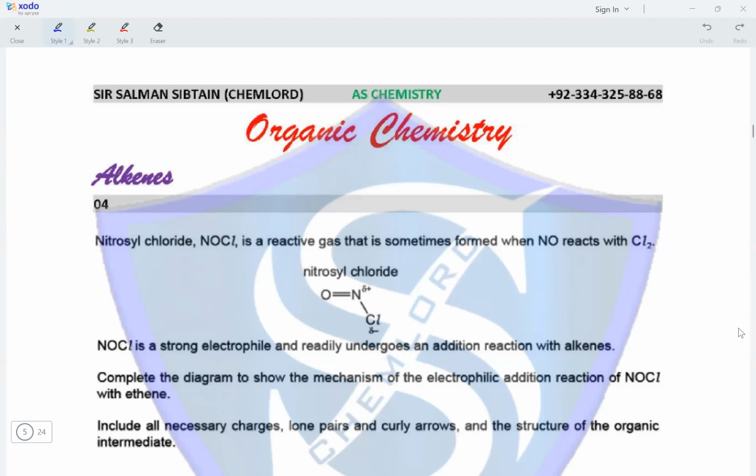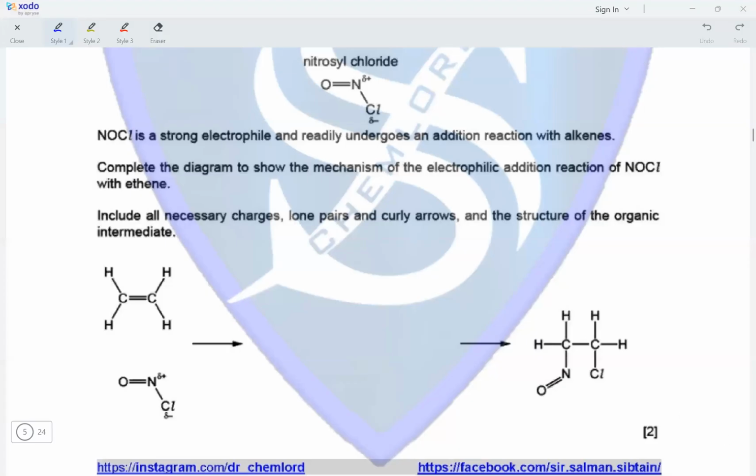Question 4. Nitrosyl chloride, NOCl, is a reactive gas that is sometimes formed when NO reacts with Cl2. Nitrosyl chloride has a partial positive charge on the nitrogen atom and a partial negative charge on the chlorine atom. NOCl is a strong electrophile and readily undergoes an addition reaction with alkenes. Complete the diagram to show the mechanism of the electrophilic addition reaction of NOCl with ethene. Include all necessary charges, lone pairs, and curly arrows, and the structure of the organic intermediate.